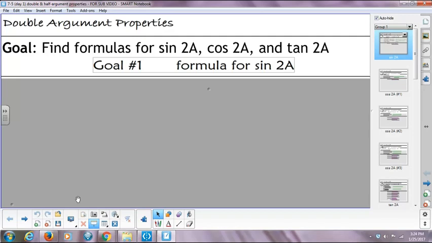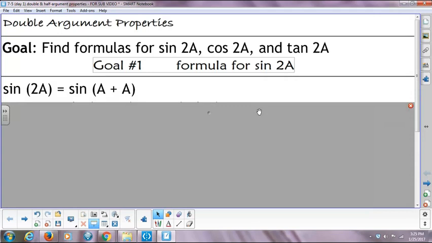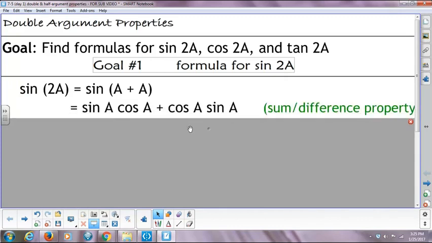So first we're going to find the double argument. Goal number one is to find the formula for sine of 2a. See how it's the double of a? So what you want to do is use your sum difference. You think, okay, sine of 2a is the same thing as sine of a plus a. And then you use your chant. So what's our chant for sine? Sine, cosine, cosine, sine. So we have sine of a, cosine of a, cosine of a, sine of a.